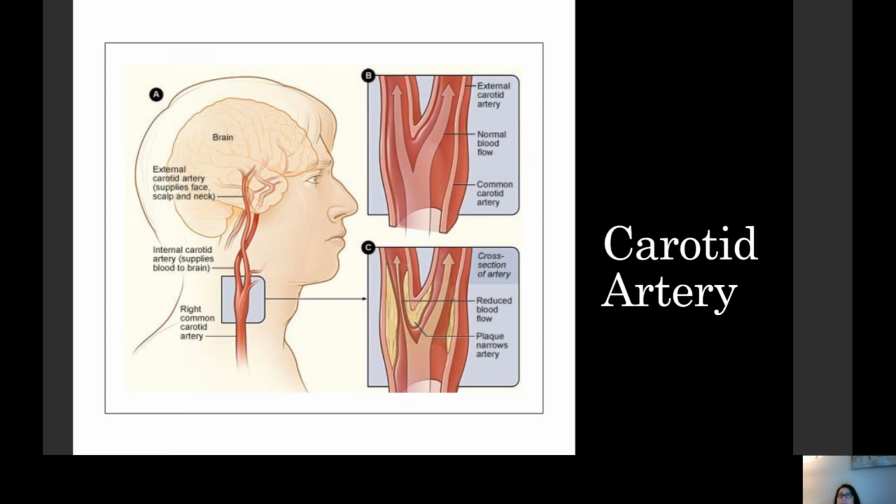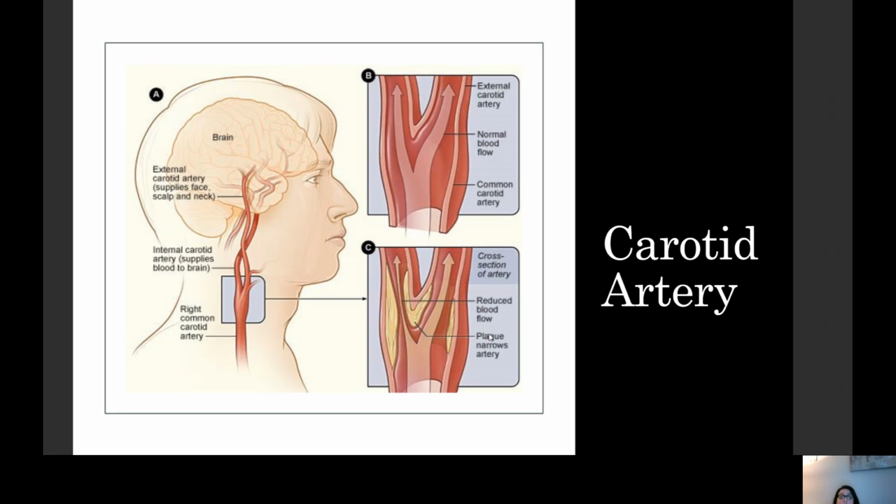Then the next, we have bilateral, both sides, the carotid arteries. Now the carotid arteries are really important. Why? They supply the blood flow to the brain. I think that's an important job. So you want to remember why they're so important, because they're keeping the brain alive. Without the brain, we're done.